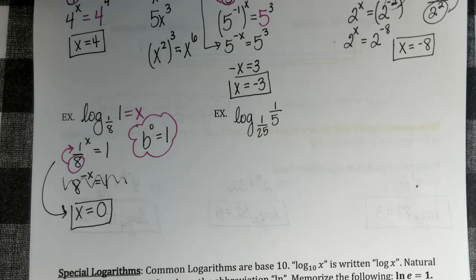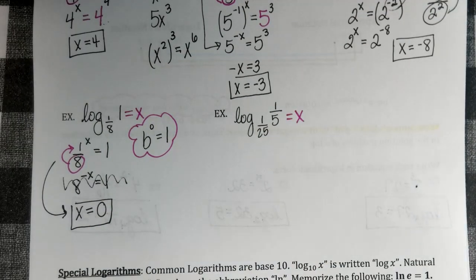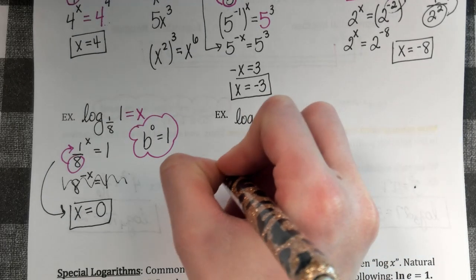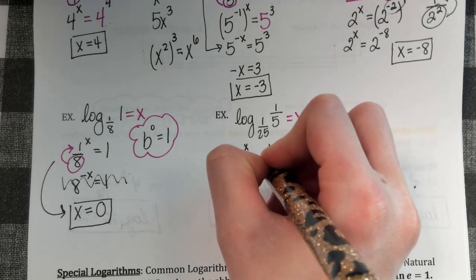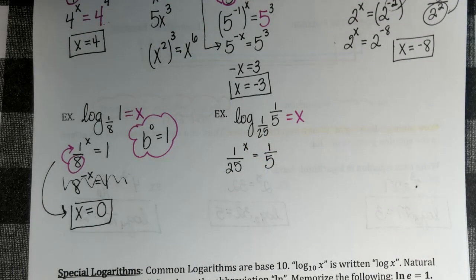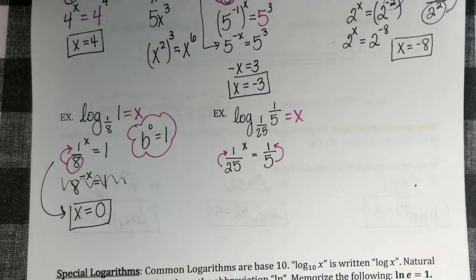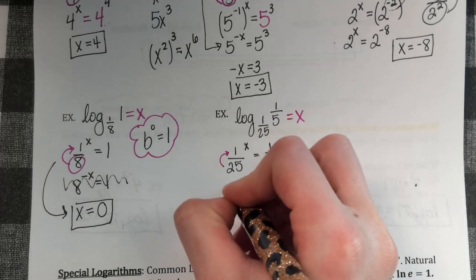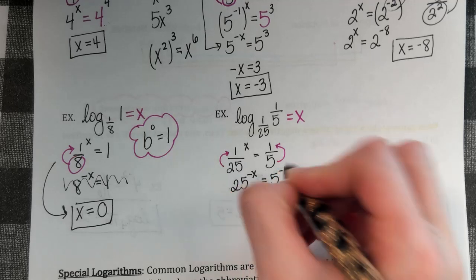What's your first step? Set it equal to x. And then you rewrite it. So you have 1/25 raised to the x power equals 1/5. Okay, the first thing you should recognize is that you have fractions. And what do we do when we have fractions? You move it up. So this 25 gets moved up and this 5 gets moved up. So if I'm looking at it, then that's just 25 to the negative x equals 5 to the negative 1.